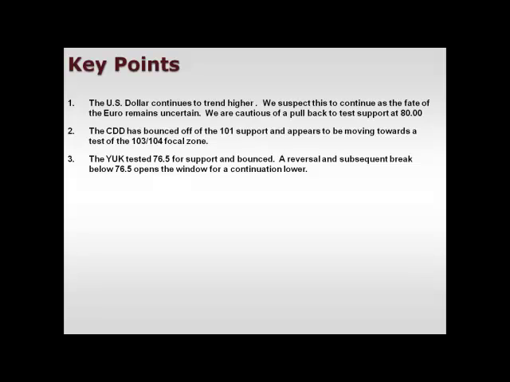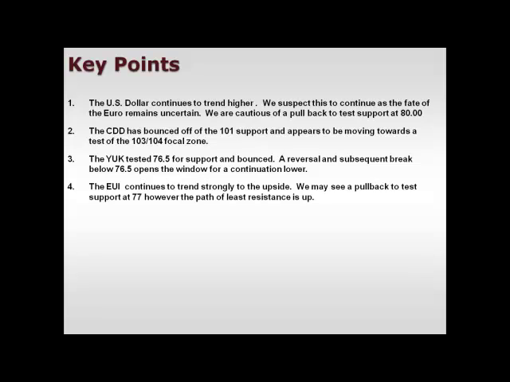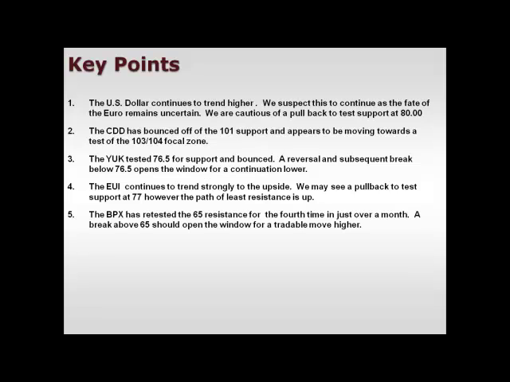A reversal and subsequent break below 76.5 opens the window for a continuation lower. The EUI continues to trend strongly to the upside. We may see a pullback test support at 77. However, the path of least resistance is up. The BPX has retested the 65 resistance level for the 4th time in just over a month. A break above 65 should open the window for a tradable move higher. The AUX hit support at 96 and bounced. We are open to a test of 99-100 resistance this week.